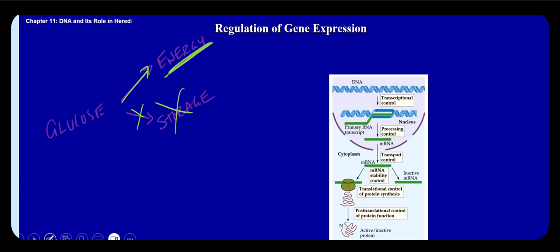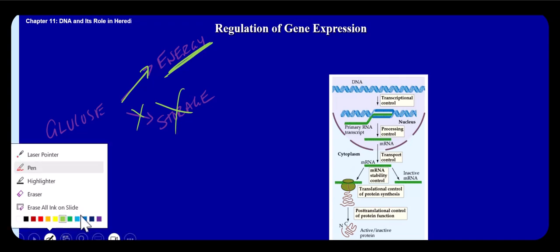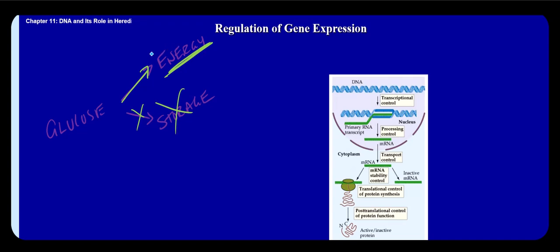Then let's say I keep eating. I keep eating more glucoses. Well, what do I want to do? What I want to do is now energy's taken care of. I want to shut down that path and I want to open up this one and save the rest of that glucose for later. So that's regulation.